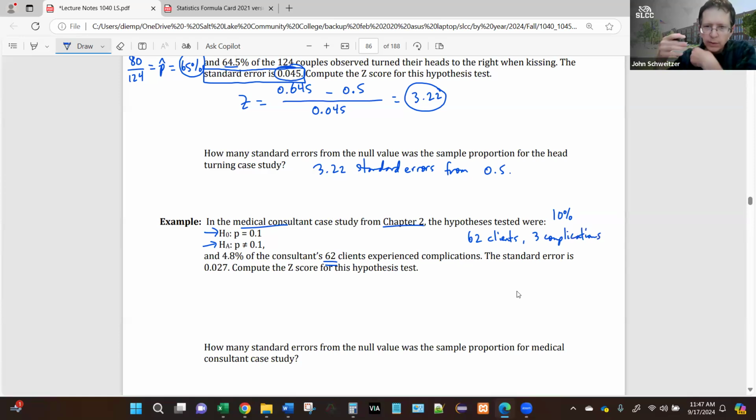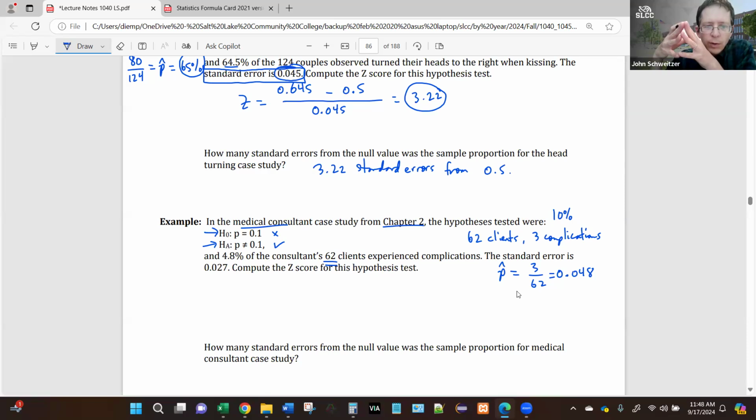Okay, so they had done this transplant procedure 62 times and only 3 of them had resulted in complications, right? So if we look at our p hat for the sample, that's 3 out of 62, for a p hat of 0.048. So that's about a 5% complication rate. 5% is not 10%. It is indeed different from 10%.